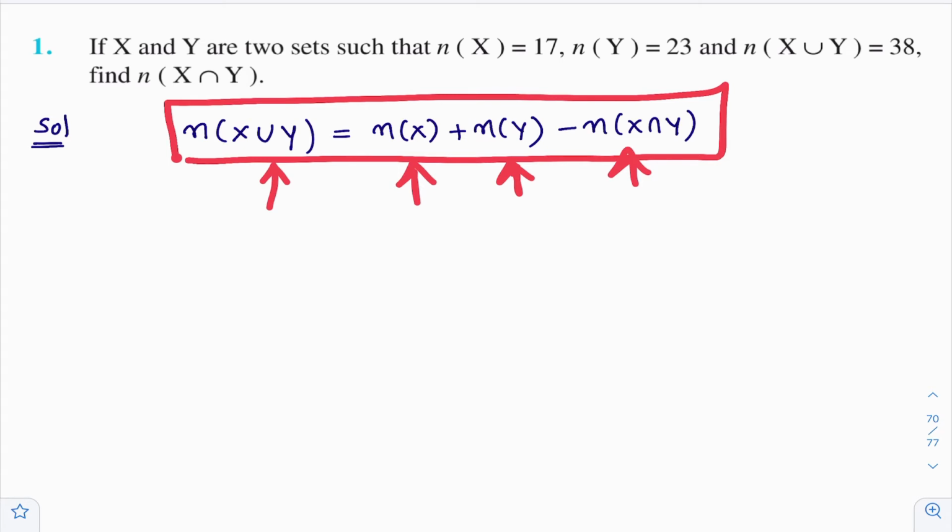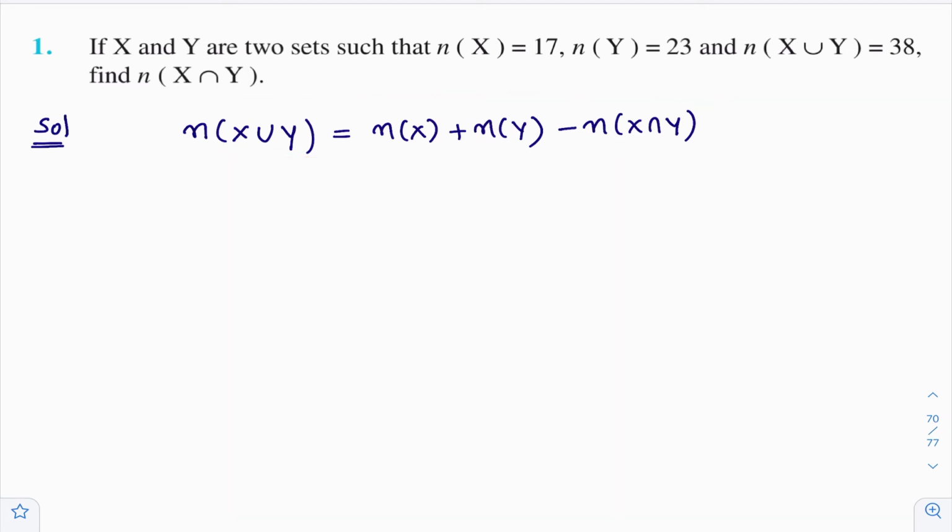Here total 4 terms are there. In these 4 terms, if you know any 3 terms, you can find the 4th term very easily. You observe here 1, 2, 3 terms are already given. Calculating the 4th term is very easy. Now substitute these values in this equation.